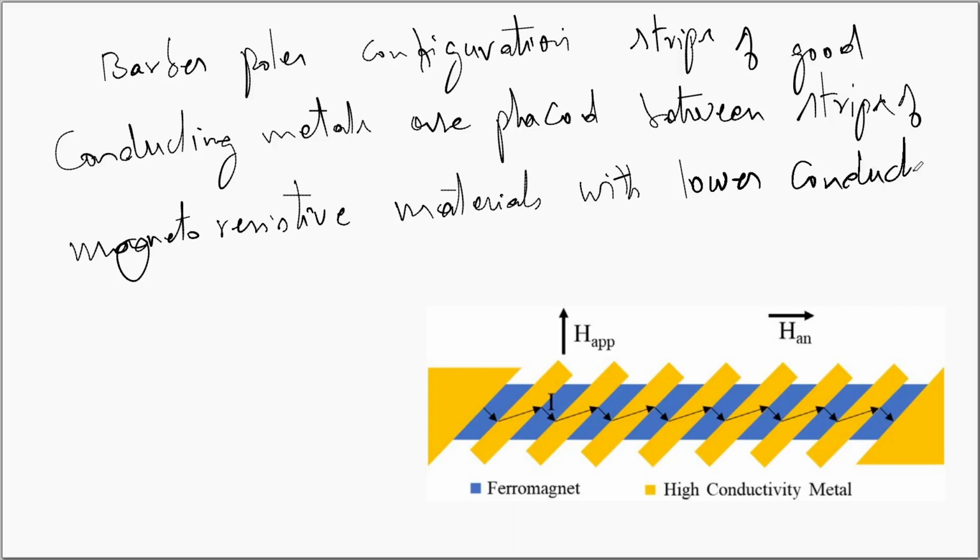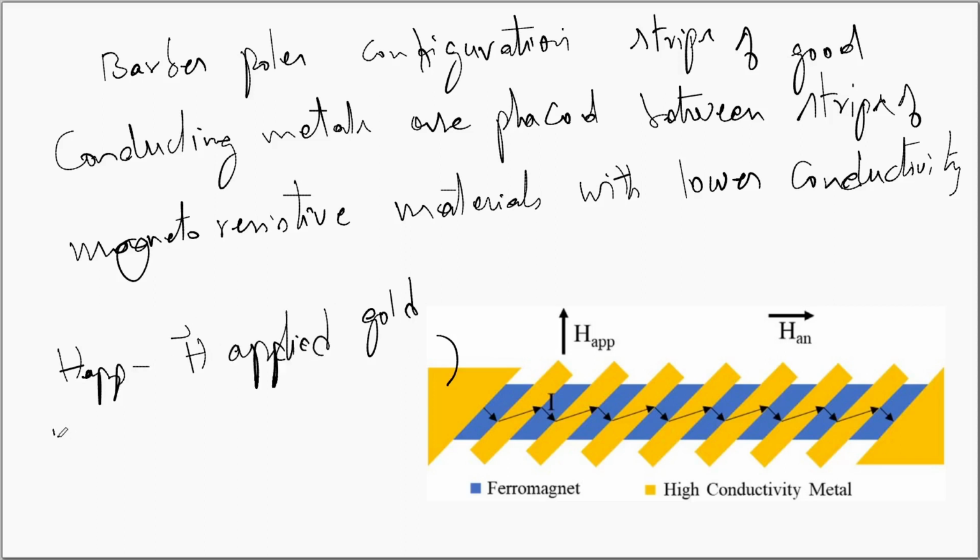Generally, the material used is gold. So we'll have two strips of gold at the edges, and in between we have alternating layers of gold strips followed by ferromagnetic strips. This arrangement is called the Barber poles configuration. Using this configuration, one can linearize the sensitivity of the anisotropic magnetoresistors. Here HAPP is the H applied and HAN is the anisotropic magnetic field.